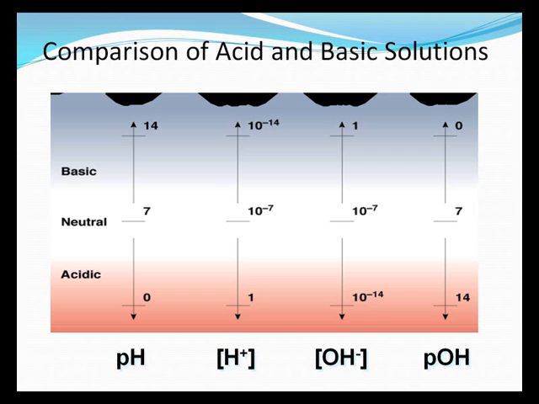Likewise, in a basic solution, the OH minus concentration is above 10 to the negative 7, and in an acidic solution, the OH minus concentration is below 10 to the minus 7. You need to keep these things in mind as you work with pH.